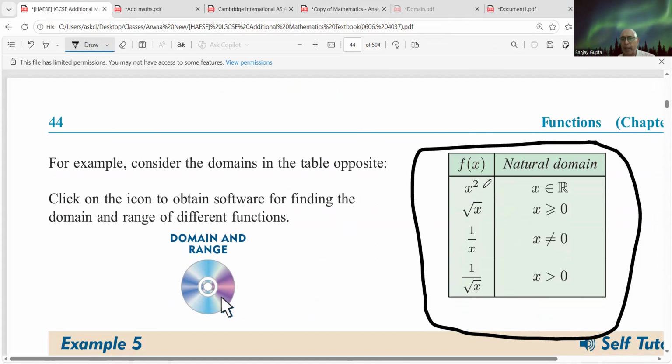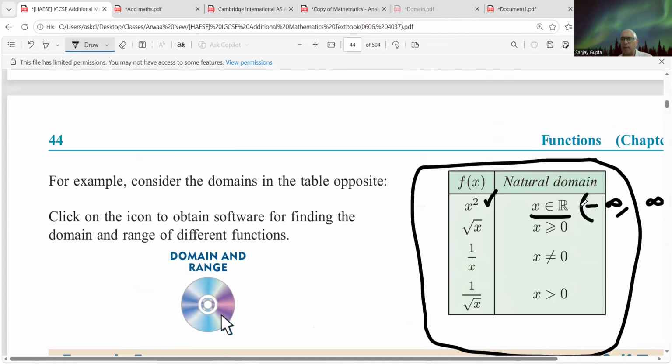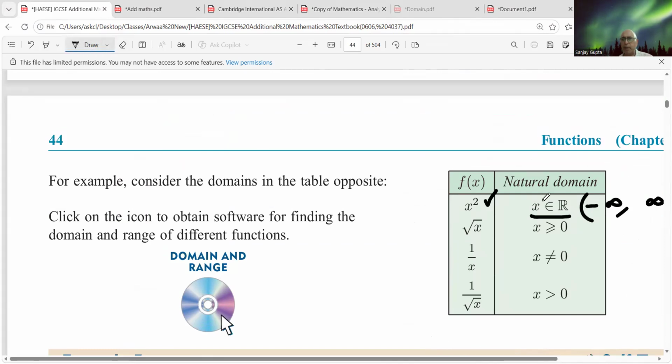Now, if I give you the function x square, you know that x square has no restriction. f(x) equal to x square can be calculated for any x, whether it's negative x, positive x, or 0. So the domain of this function is x belonging to all real numbers, or you can say the domain is from minus infinity to infinity. We can also say all the x values are allowed.